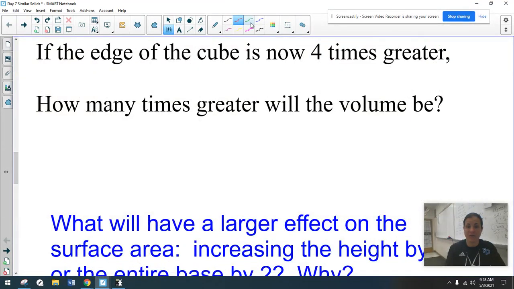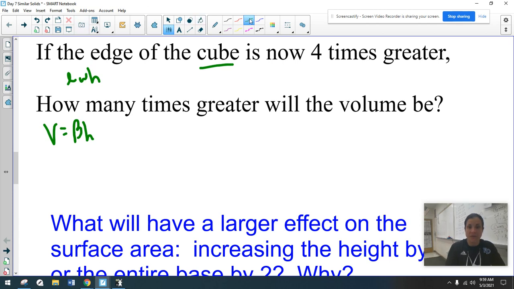All right, this one doesn't even give us a picture. So I know it's a cube. That means my length, width, and height are the same. It says if the edge of a cube is now 4 times greater, how many times greater will the volume be? So this, I like to use the BH. If you're one that likes to use the actual cube, it's just length times width times height, which is the same thing because the area of the base is length times width. Whichever one you like to use, it doesn't really matter.